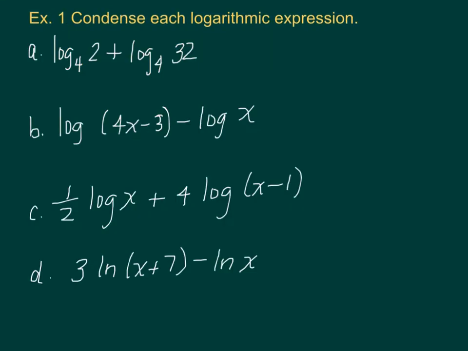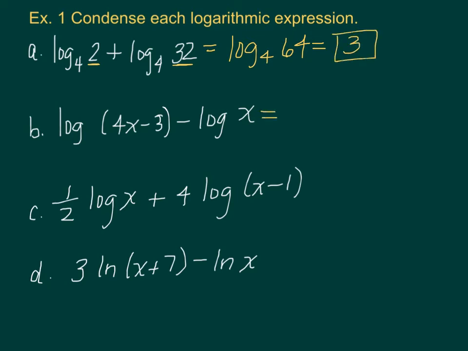In example 1, we're going to condense each logarithmic expression using our properties. So let's start with A. So you notice they are adding, so we're going to use the product property, which means these two terms, 2 and 32, we're going to actually multiply them together and get 64. And then we have to simplify this. So this means 4 to the what power is 64, which is 3.